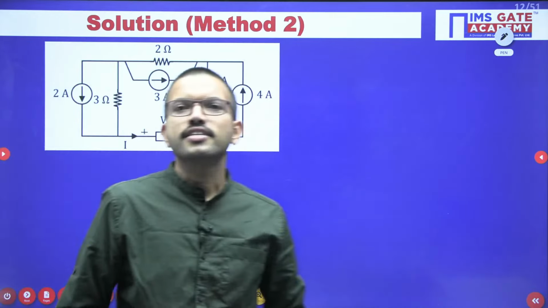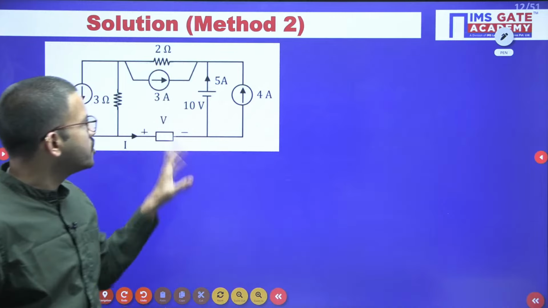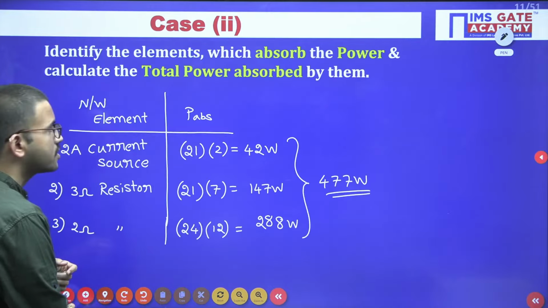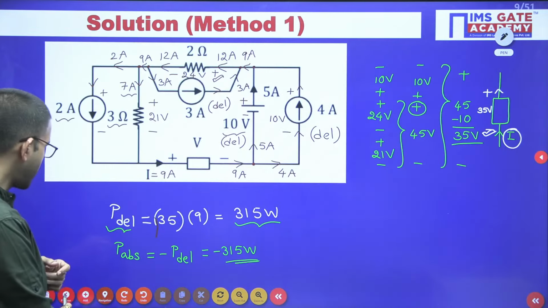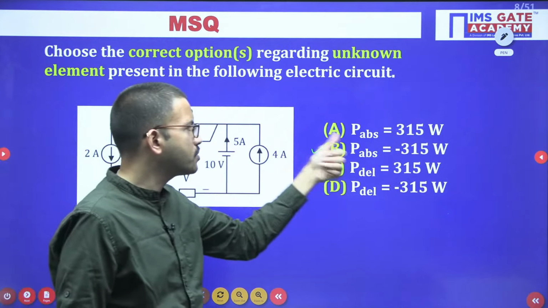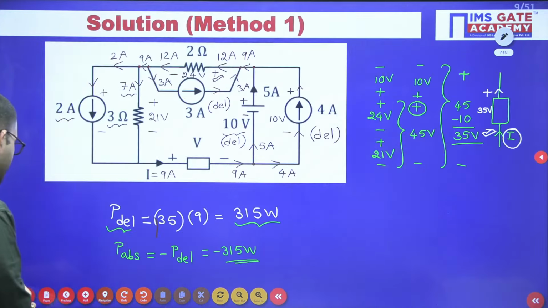Okay. Yeah, as Razu asked, now I am going to discuss another method regarding the first question. Regarding the second question, for the unknown element, we have been given 4 choices, right? Regarding the absorption power and delivered power. For this question, I am discussing the second method.